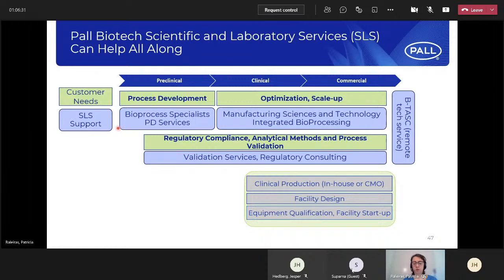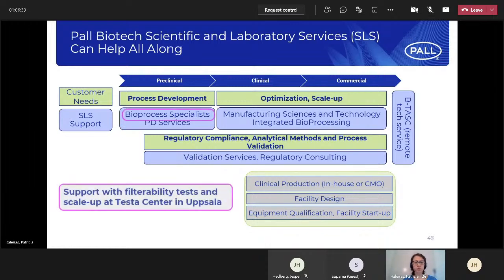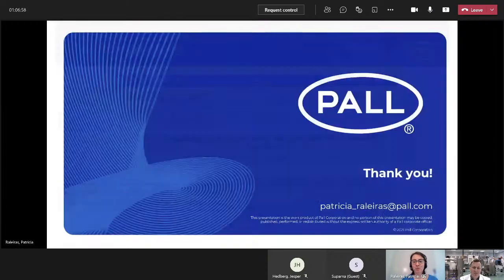However, if you're coming to Testa Center in Uppsala, you will have the local support of the bioprocess specialist who happens to live in the same city. That's me, to support you with filterability tests and any sort of advice that you need around filtration in your bioprocess at Testa Center. I look very much forward to working with you if you come and test your process there.